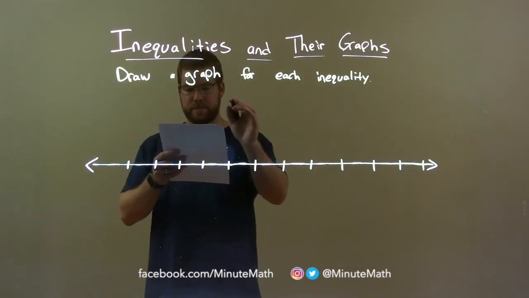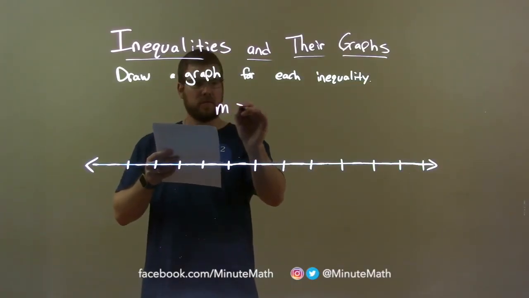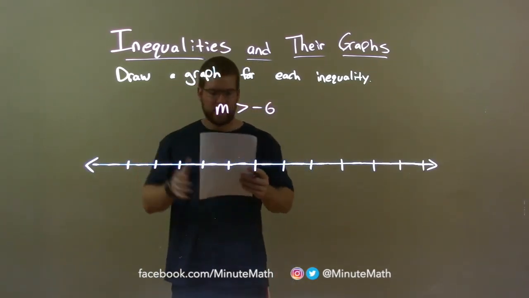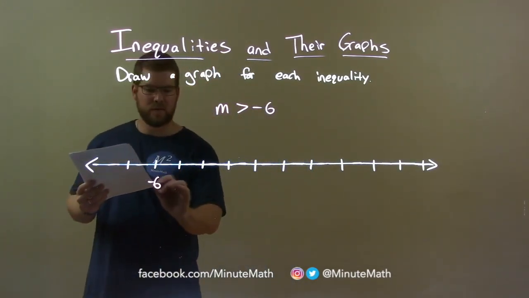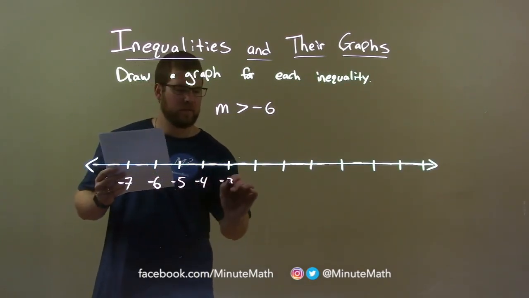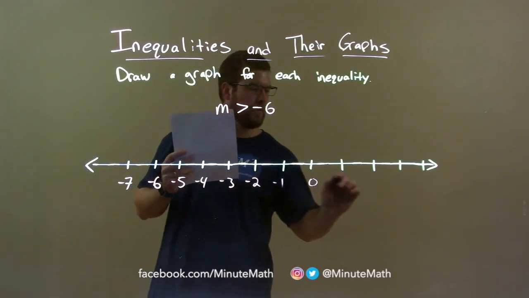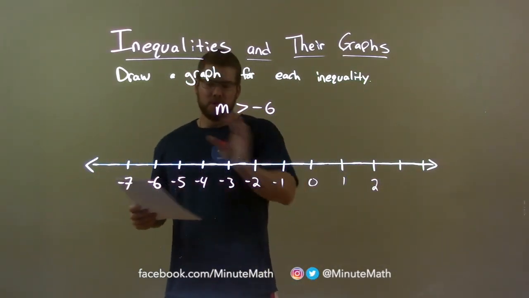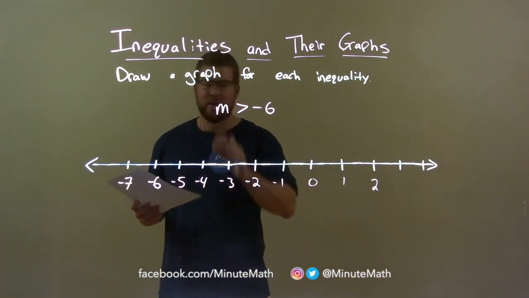M is greater than -6. Well, we want to make sure we have -6 in there, so let's put a -6 here, and then we have -7, and then -5, -4, -3, -2, -1, 0, 1, 2. Alright, we're going to make sure we have our line graph near -6.